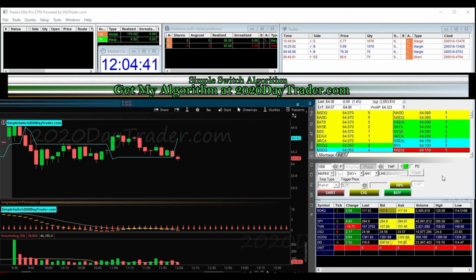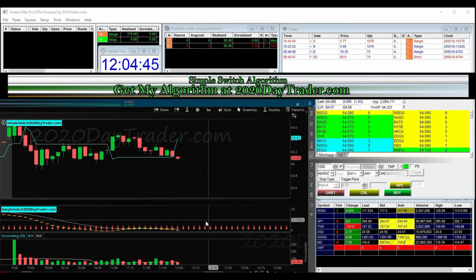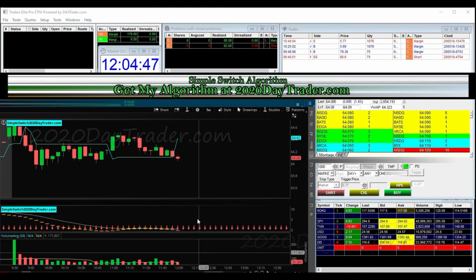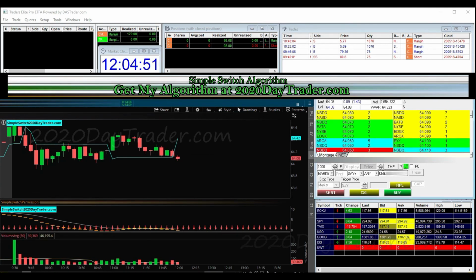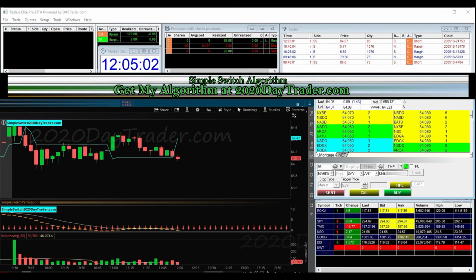All right, so here we are. We have another stock here where the algorithm has switched, indicating a short trade, giving us permission. Volume agrees. So as soon as this candle closes, if it closes here, we will be jumping into this thing short in 5 seconds. 3, 2, 1. All right, so we're in short.